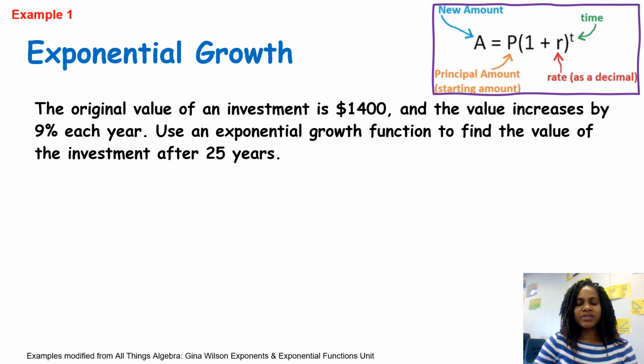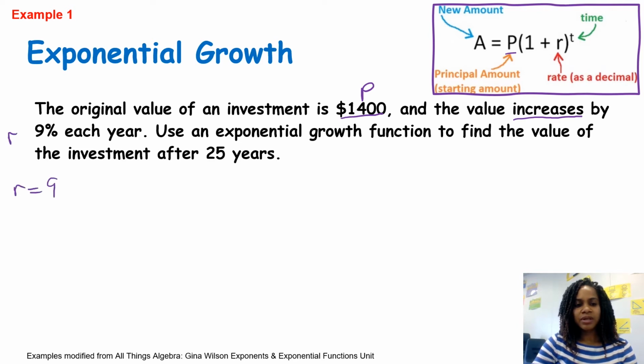So let's take a look at this first example here. It says the original value of an investment is $1,400 and the value increases by 9% each year. Use the exponential growth function to find the value of the investment after 25 years. So of course we know this is a growth because it says increases by 9% each year. And so let's label everything. So what is our P or our principal or our initial amount or starting amount? The original value, it says, is $1,400, so that would be our P. The value increases by 9% each year, so that is our rate.